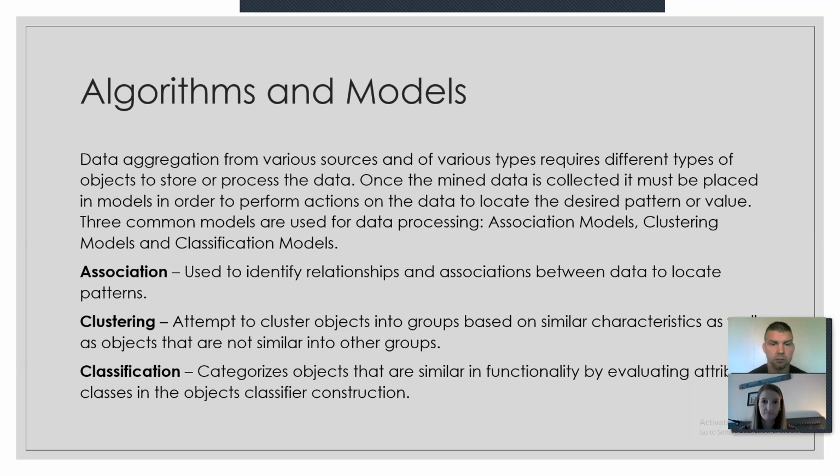3 common models used for data processing are the association models, clustering models, and classification models. Brief description of each are: association is used to identify relationships and associations between data to locate patterns. Clustering attempts to cluster objects into groups based on similar characteristics as well as objects that are not similar. So basically you got similar and unsimilar in 2 different clustering nodes. Classification categorizes objects that are similar in functionality by evaluating attribute classes in the object's classifier construction.